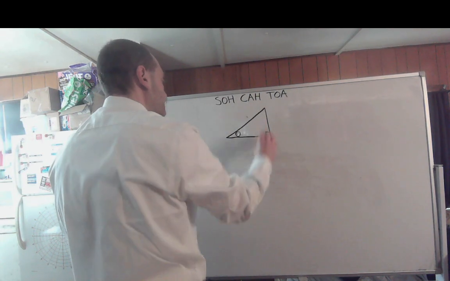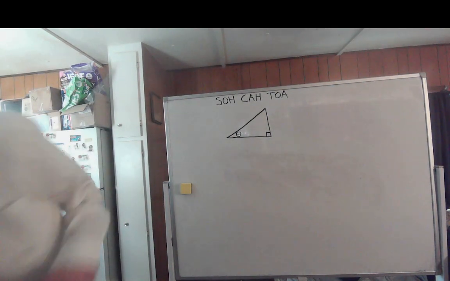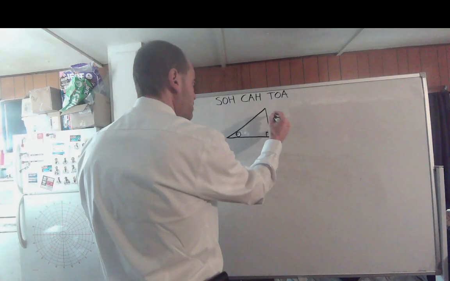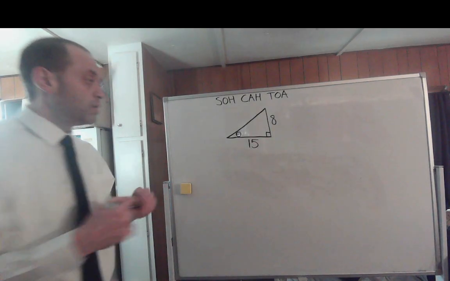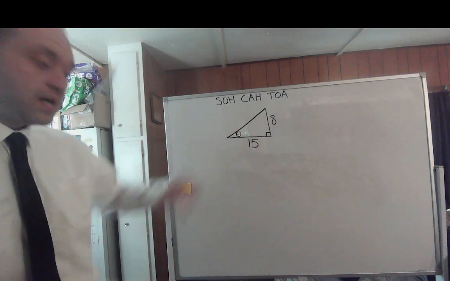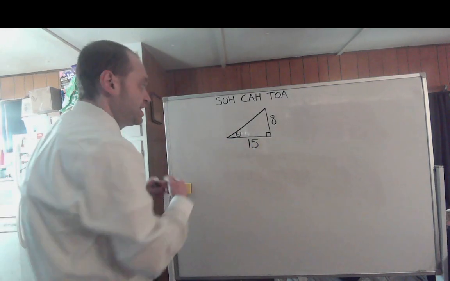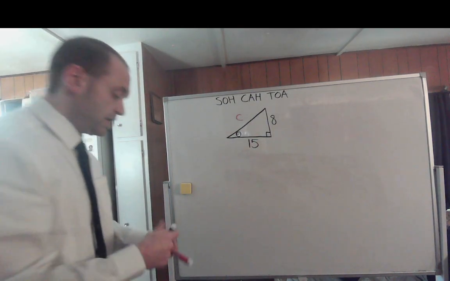Let's see what they give us this time. They give us both legs, but we don't know the hypotenuse. So one leg of the right triangle is 8, the other leg is 15, and we don't know the hypotenuse. We'll call that C. So that's going to be C for your hypotenuse.